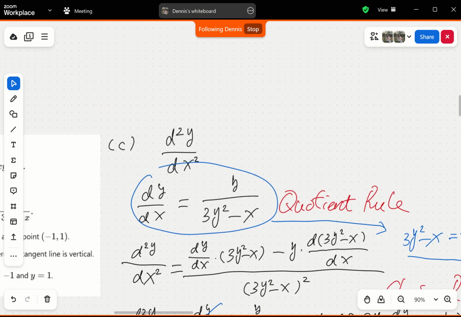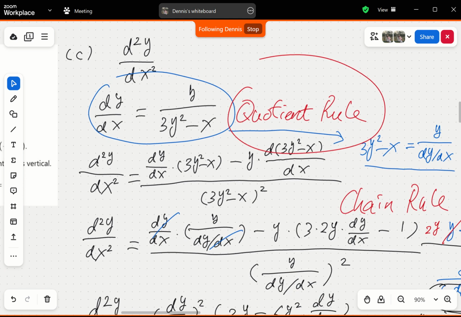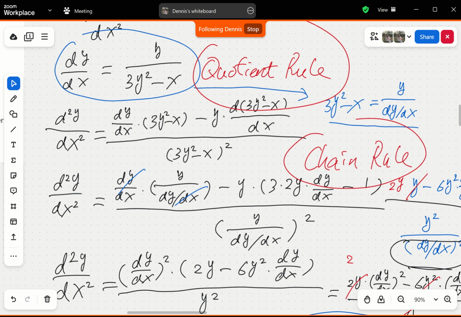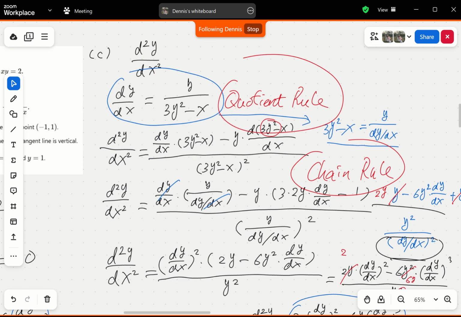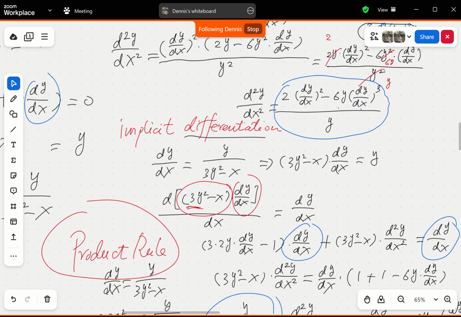We also tested the quotient rule, if you directly solve for the second derivative of y with respect to x. And of course, we tested the chain rule when we were trying to get the derivative of 3y squared. We also tested the product rule by the implicit differentiation approach. So these are all core principles of calculus, and they are very frequently tested in the AP Calculus exam, and you are expected to be very familiar with them.